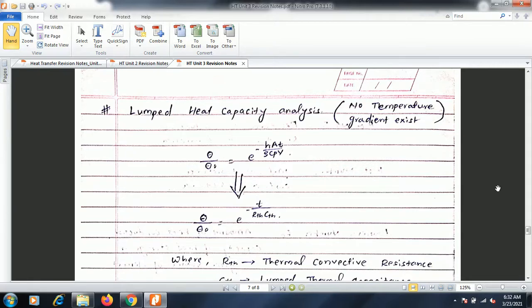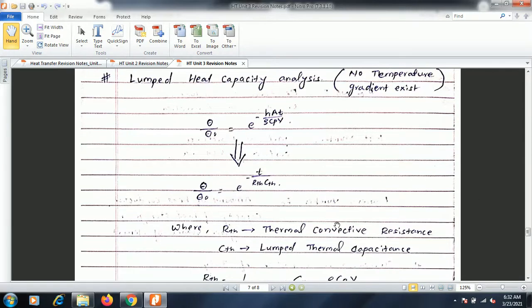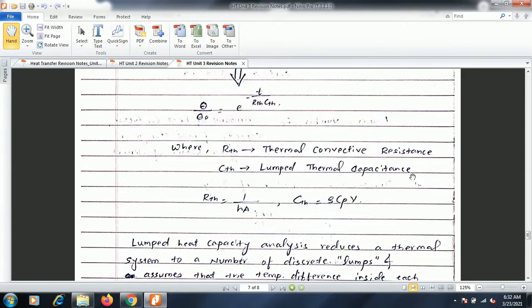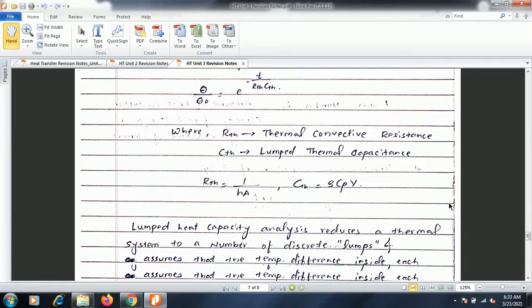So theta by theta naught is represented as e raised to minus t divided by RTH CTH, where RTH is nothing but the thermal convective resistance and CTH is nothing but the lumped thermal capacitance. It is given as RTH equal to 1 upon hA and CTH equal to rho Cp V.